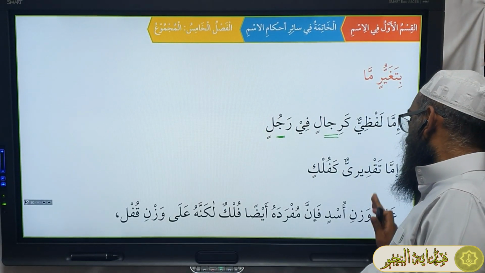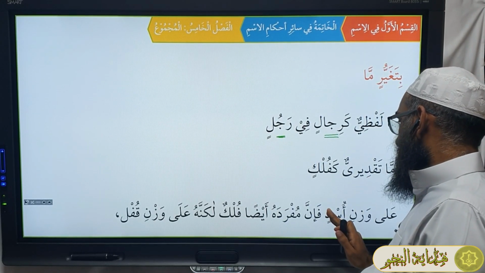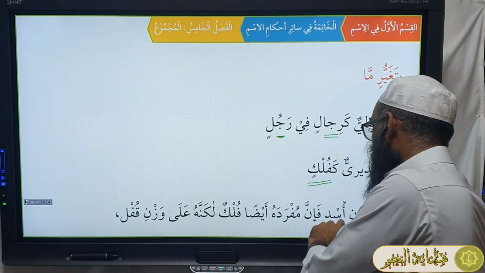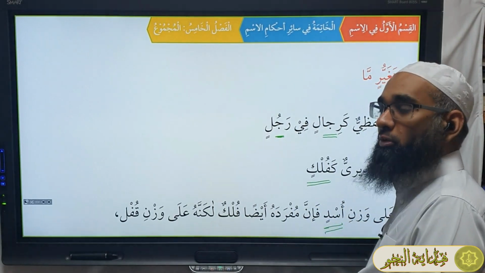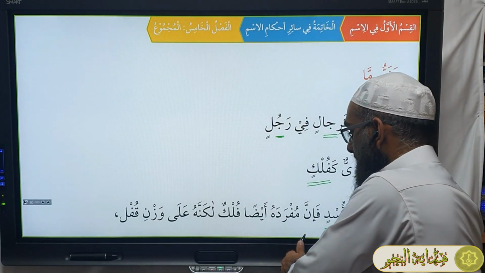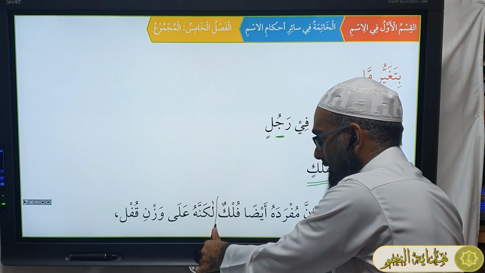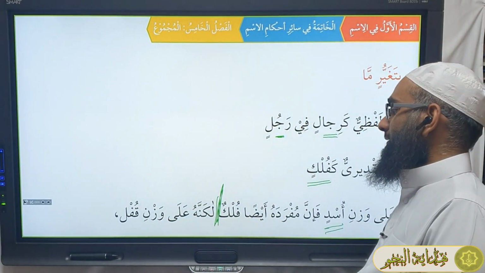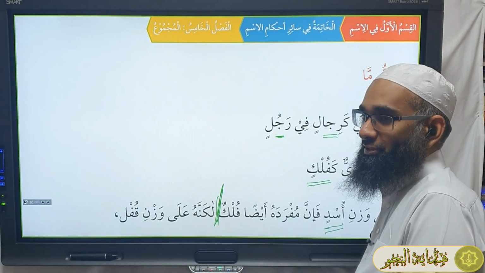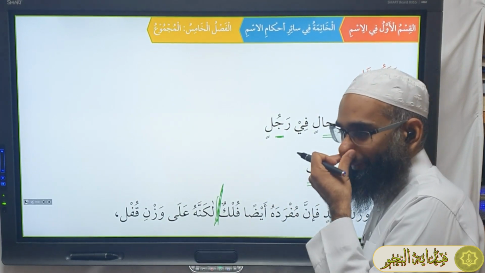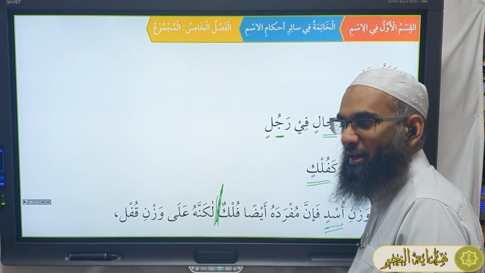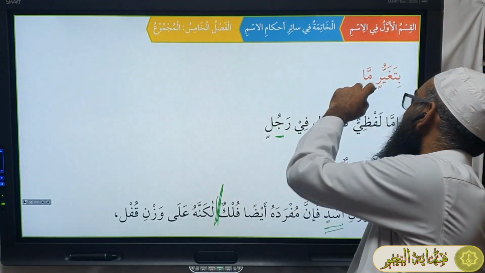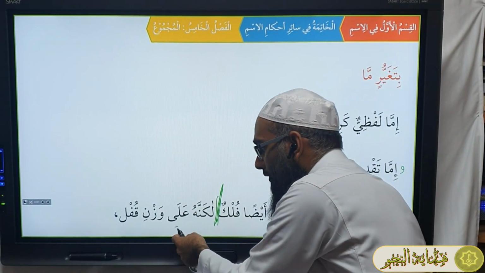Why? على وزن أسد. Okay, so we say fulk, the plural is on a pattern of usdun. So asadun, plural is usdun. فإن مفرده أيضا فلك. But different pattern. لكنه على وزن قفل. So it's changed patterns, but it just so happened that the singular pattern and the plural pattern matched. This is a way of explaining and making the rule fit.